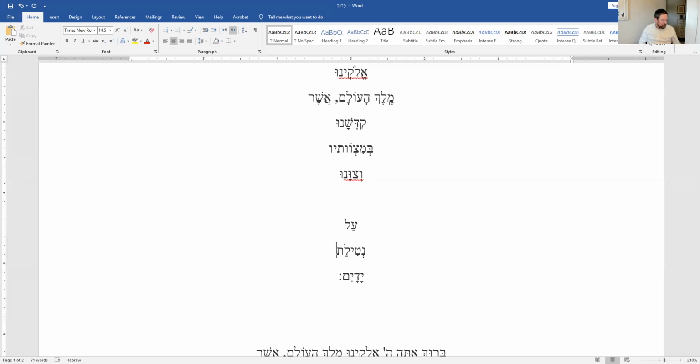Another explanation of the word Netilat Yadayim is that the cup, the water vessel that you wash your hands with, is called a natla. So if the cup that you use to wash your hands is called a natla, then the natla of the Yadayim, what you use to wash your hands, would be Netilat Yadayim. So you're blessing Hashem for the mitzvah that He made you separate from other people, from the goyim, with His mitzvot, and He commanded you to use this natla for the hands.